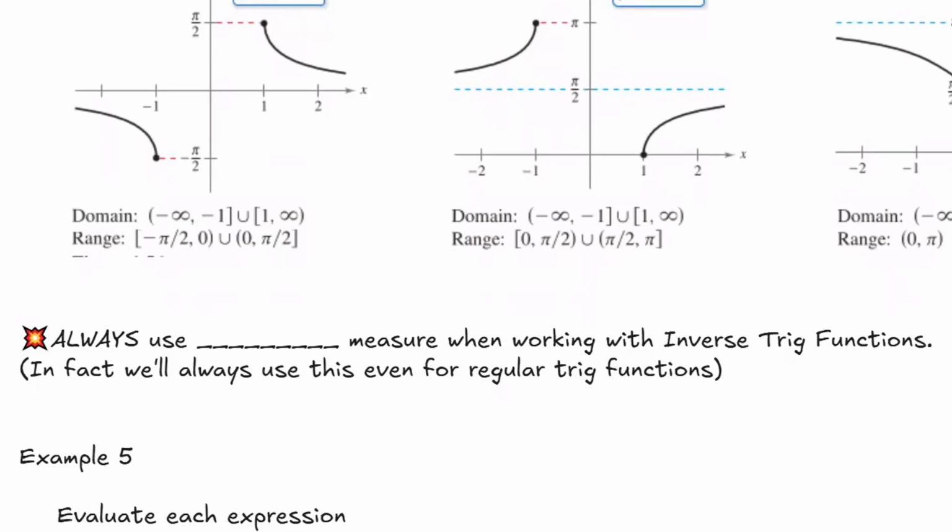Another thing that's important to remember is that we are always going to use radian measure when working with inverse trig functions. In fact, throughout the course, it's always going to be assumed that we're using radian measure instead of degrees. The only time you might switch to degrees is if a problem specifically says to use degrees. But be careful, if you're also taking a physics course, some other math related courses may use degrees. So just be careful there.